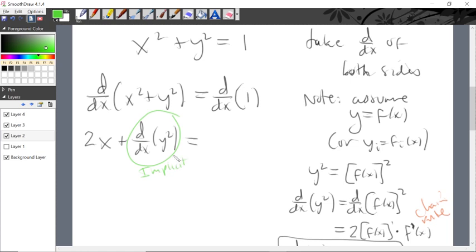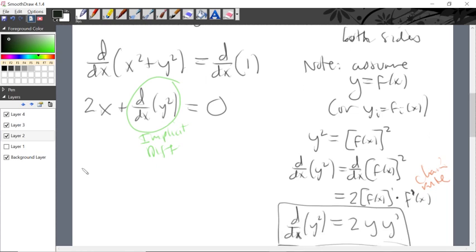Because y is an implicit function of x. Okay. And on the right-hand side, we have the derivative with respect to x of a constant, and that's just equal to 0. The derivative of a constant is equal to 0. Okay. All right, let's complete this. So we have 2x plus, by the chain rule, implicit differentiation, this is 2y times y prime. And then that equals 0.